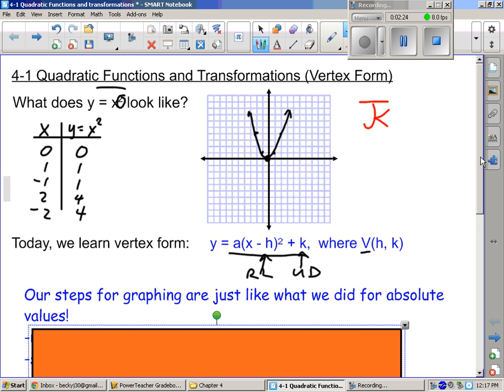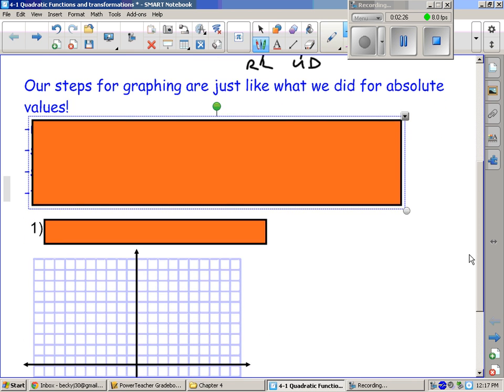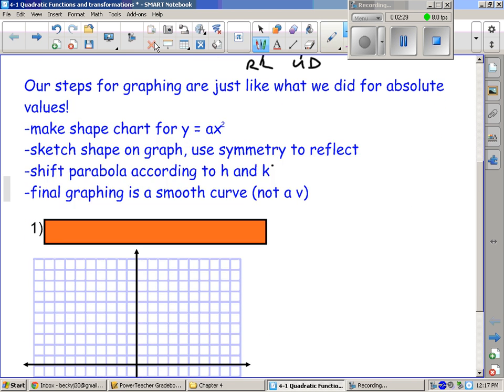All right, so now we're going to check out the steps. First thing you're going to do is make a shape chart, y equals ax squared. Then we're going to sketch the shape on the graph and use symmetry to reflect, so you only have to choose half the points. And then we're going to shift the parabola according to h and k, so right or left, up and down. And then the final graph, remember, is a smooth curve, not a V.